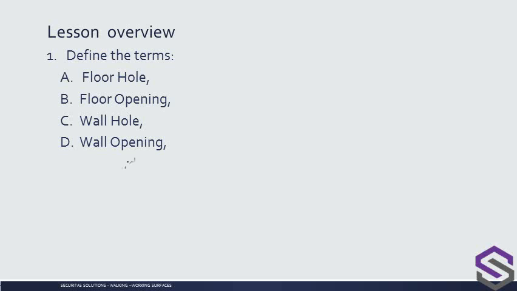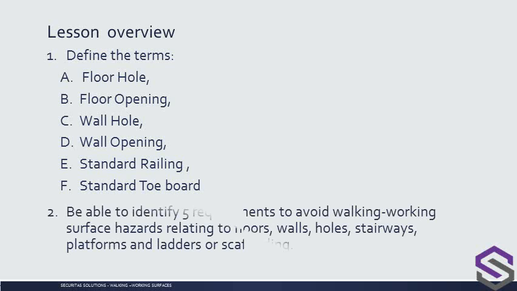Next, we'll define what a standard railing and a toe board are and how they affect and protect our walking and working surfaces. The second goal of this presentation is for you to be able to identify at least 5 requirements to avoid walking working surface hazards relating to floors, walls, holes, stairways, platforms and ladders, or even scaffolding.